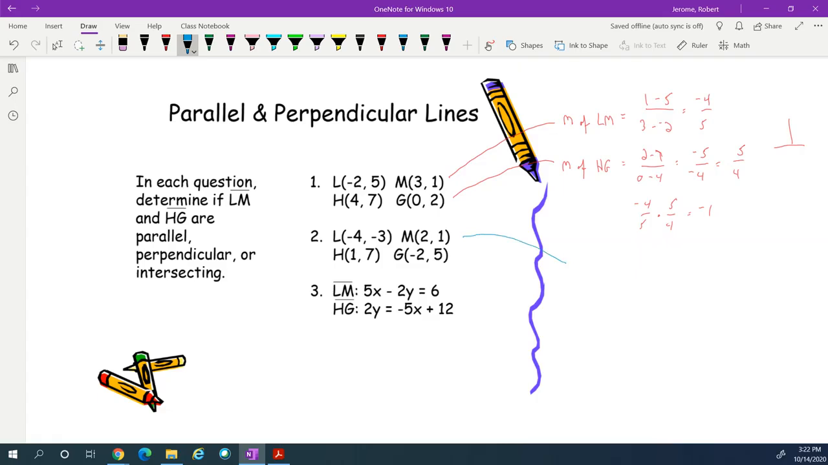We're just going to do the same thing over. We need the slope of LM. Slope of LM, 1 minus -3 over 2 minus -4. That's 4/6, which is 2/3. Always reduce your fractions. If you don't reduce your fractions, you might not see that things are equal.